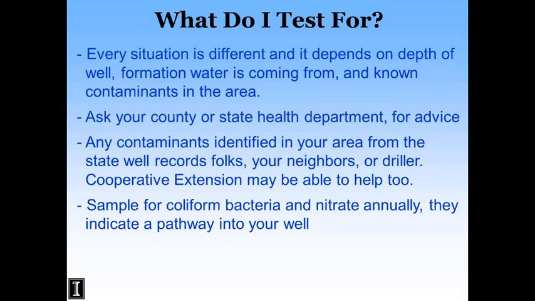Your local and state health department and state agencies are the best people to ask for that advice, knowing again the natural water quality for those sorts of things, plus things that are identified in your area. Talk to your neighbors. Co-op Extension may be able to help as well. One thing you should do is test for coliform and nitrate annually, really because they indicate a pathway into your well. And though coliform bacteria itself isn't necessarily going to make anybody sick, it indicates that there's a way for bacteria to get into your well, and it could mean that E. coli or other things are getting in your well that could be harmful.